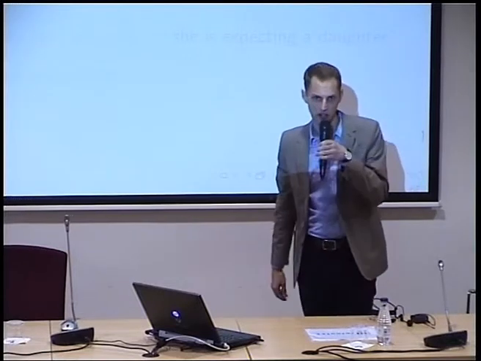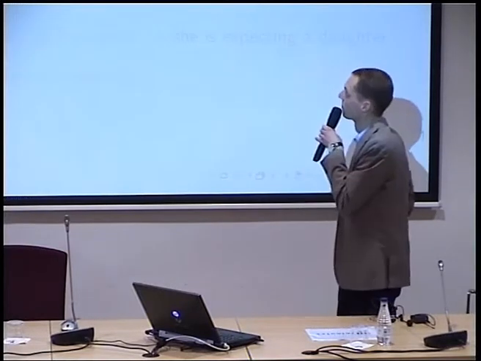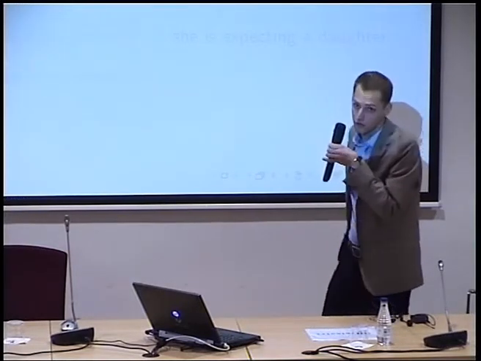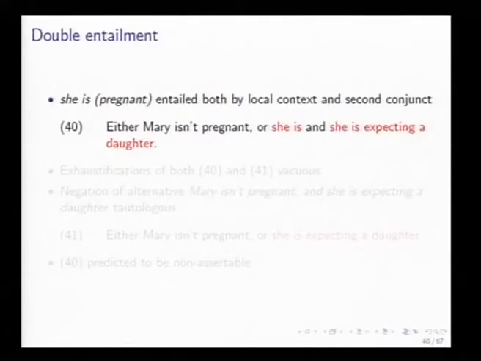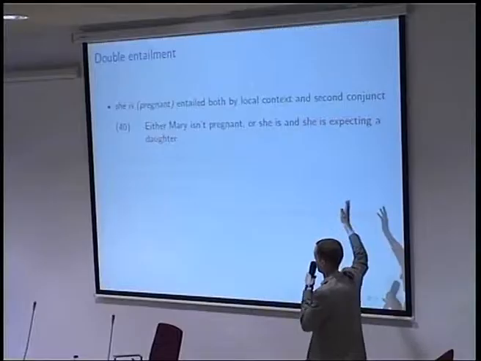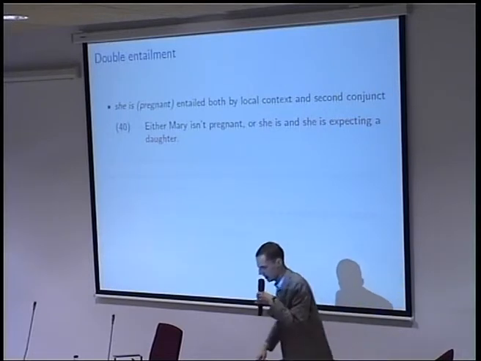This is very complicated, but quick. So consider 40. Either Mary isn't pregnant, or she is and she's expecting a daughter. What we notice here is that the material 'she is pregnant' is both entailed by its local context, but also by the second conjunct, right? Because if Mary is expecting a daughter, then she must be pregnant.